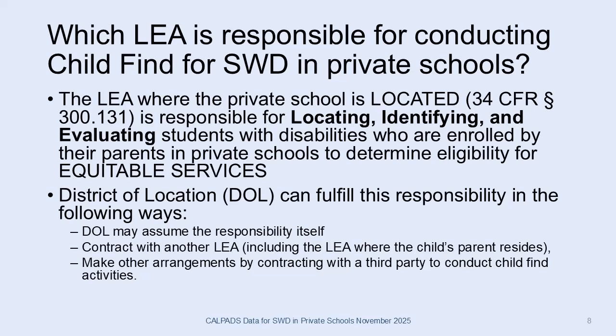First of all, the district of location can say, I am responsible for identifying and evaluating those students. Or they can contract with another LEA, and oftentimes districts of residence and districts of location actually have MOUs in place where potentially the district of residence is responsible for doing the assessment for those students. Or they can also contract with a third party to do that location, identification, and evaluation.